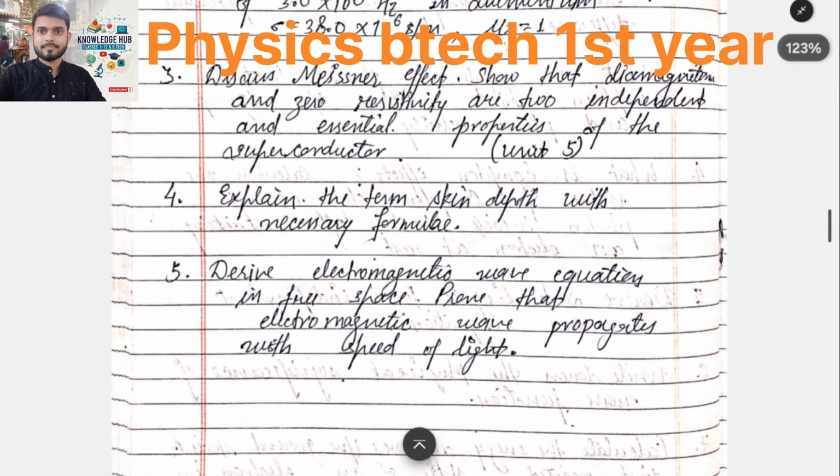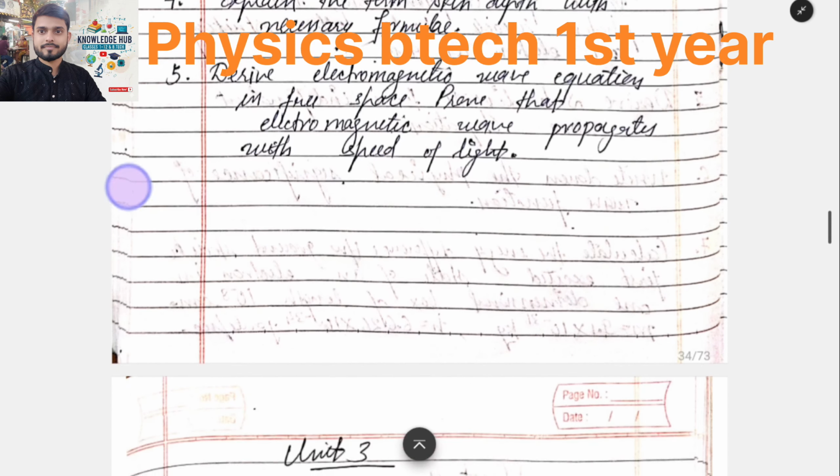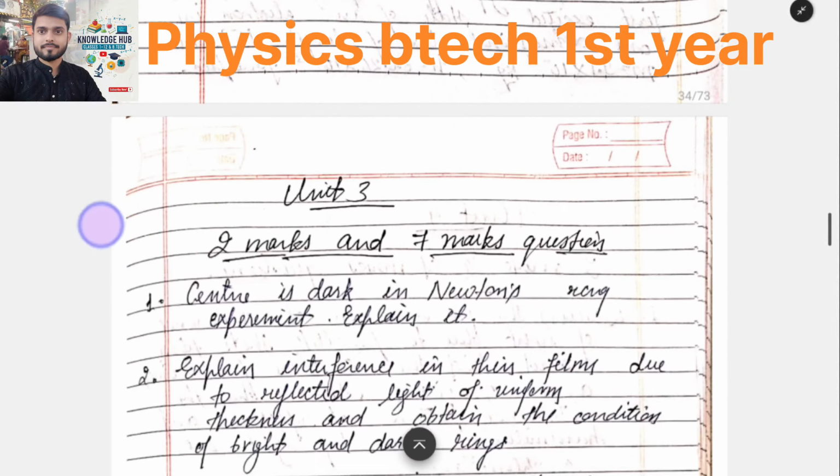Now discuss the Meissner effect. So diamagnetism and zero resistivity are two independent and essential properties of a superconductor. This is Unit 5. Now the fourth question is explain the term skin depth and give the necessary formula. Derive the electromagnetic wave equation in free space. Prove that electromagnetic waves propagate with the speed of light.